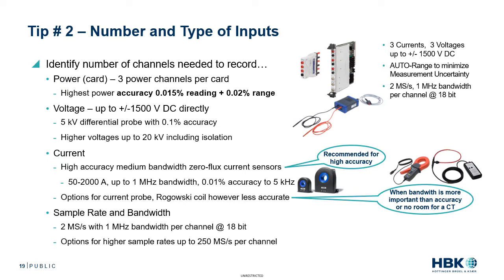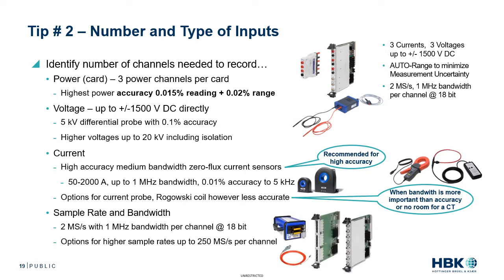Sample rate and bandwidth, well, let's take a look here. You've got 2 million samples per second on every channel with a megahertz of bandwidth, as I mentioned previously, with 18 bits of resolution. But there are other options available for higher sample rates, which are up to 250 million samples per second per channel, even with isolation.